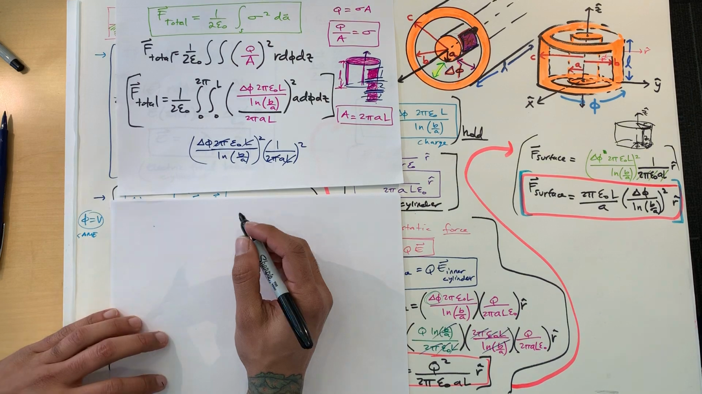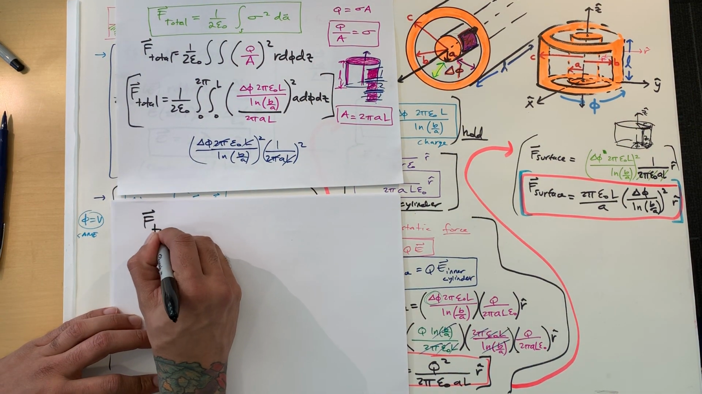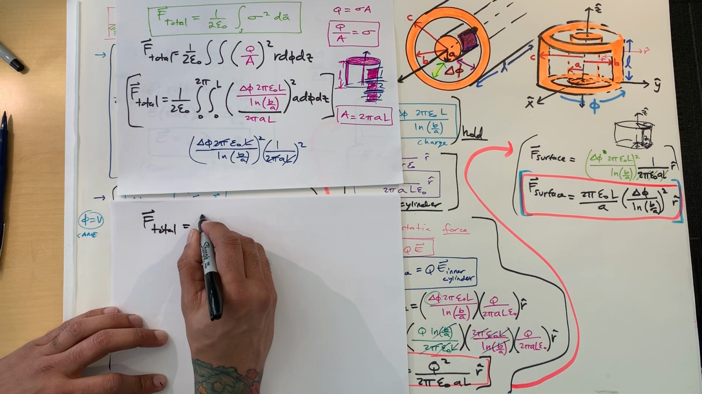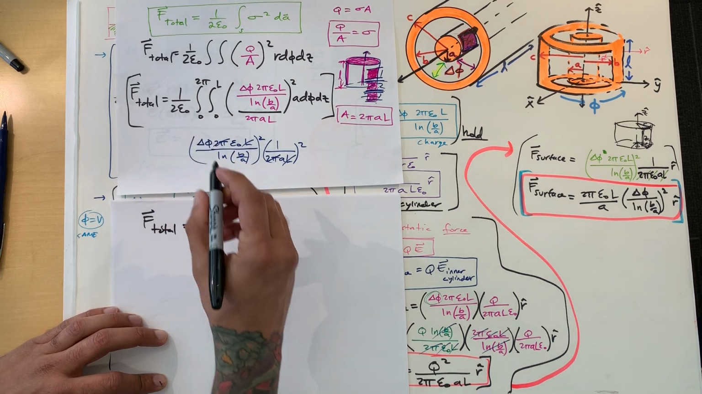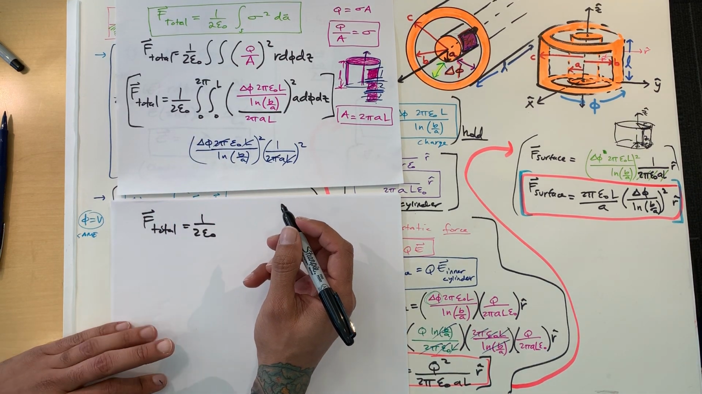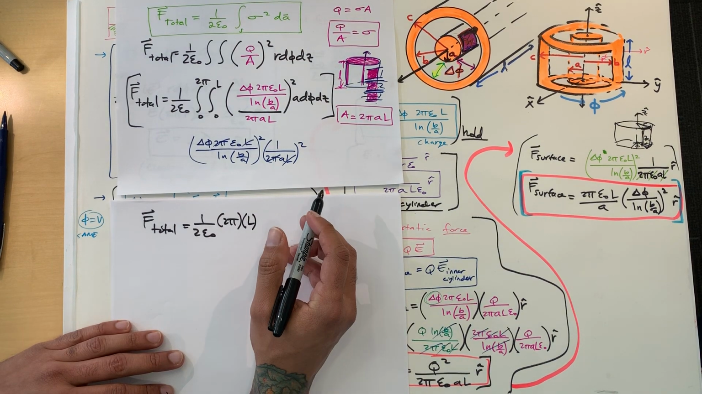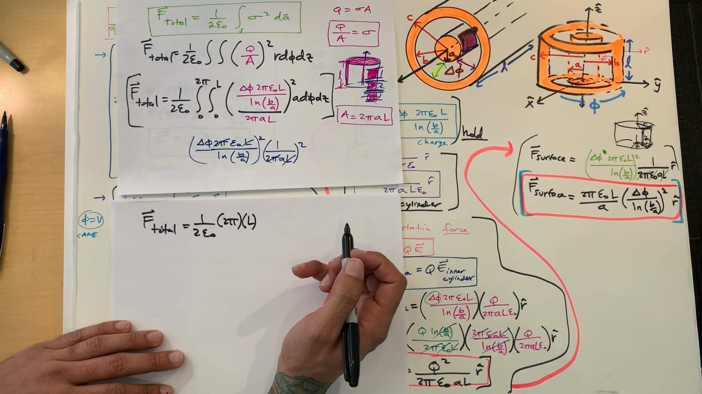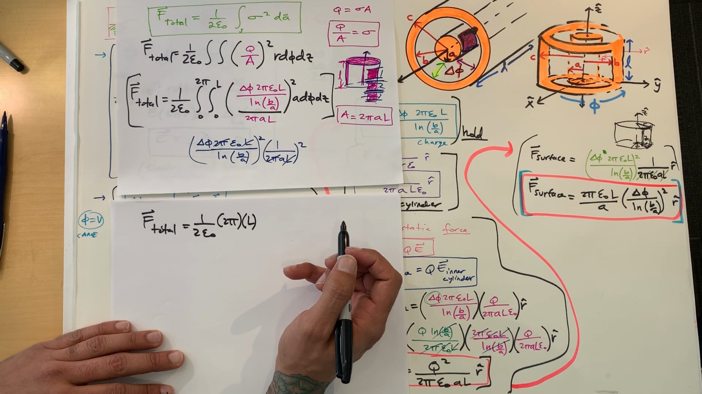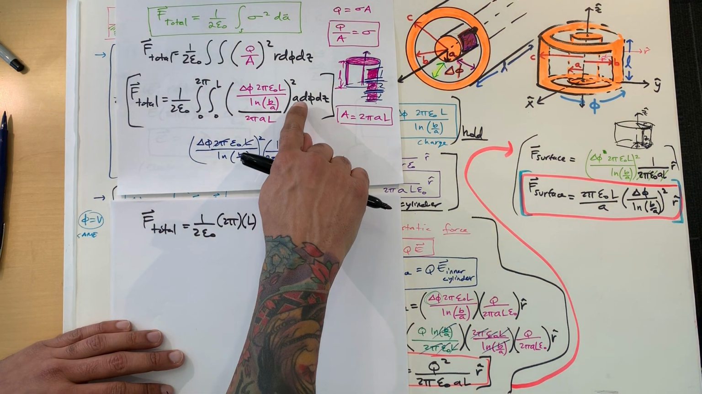I personally get lost. So okay, we're going to start off here again, and everything here is squared. Okay, so F total, we're going to have 1 over 2 epsilon naught. We have 2 pi, and we have L from the integral. And oh, okay, that's what I was missing to say.